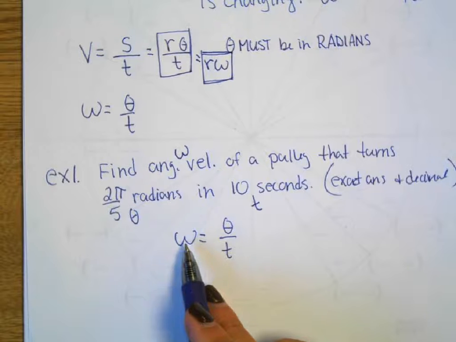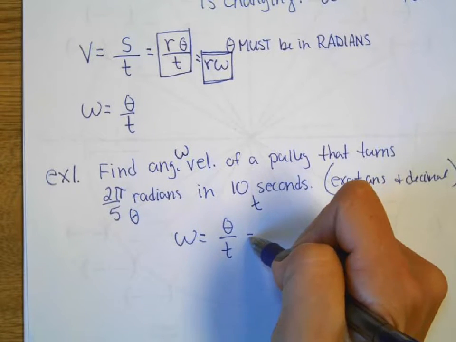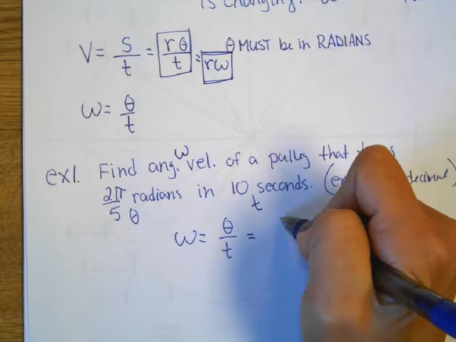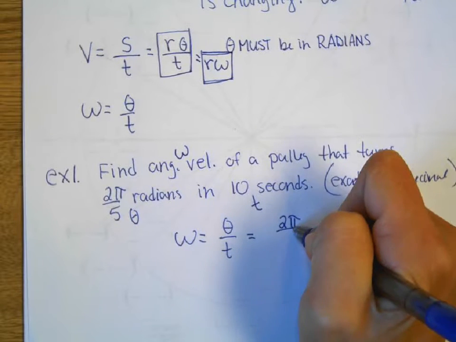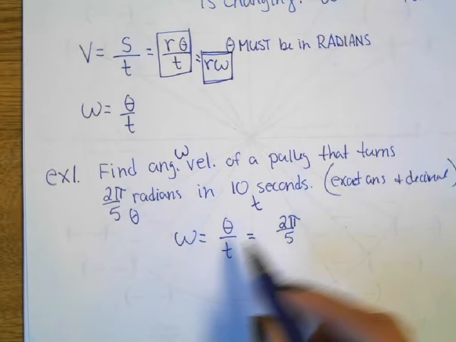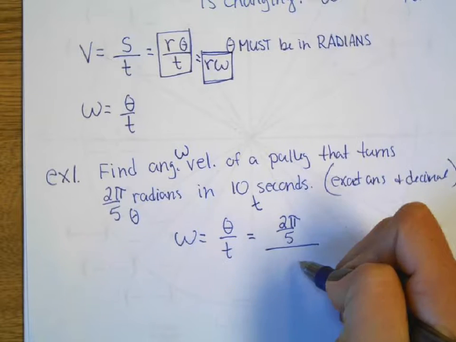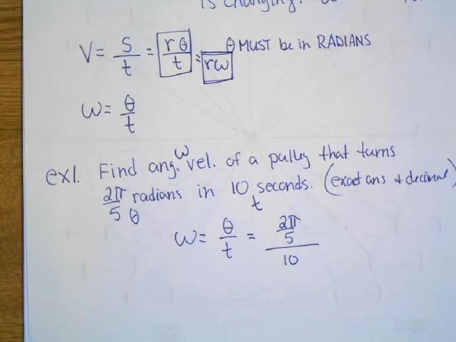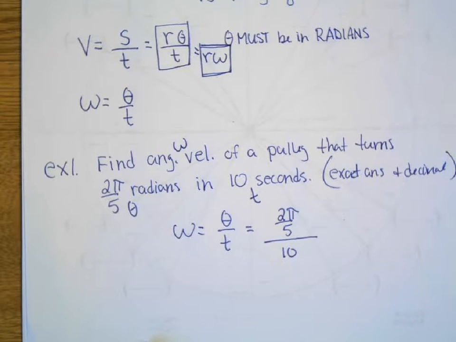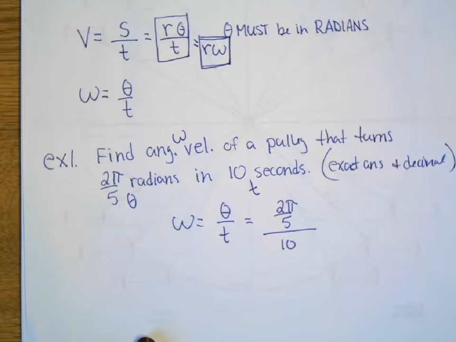So, I don't know W, that's what I'm trying to find. I know that theta is 2 pi over 5. Then it says divide by the time. The time is 10. We need to work with this. I want an exact answer. So, I've got a fraction within a fraction. So what's our process to do that? You multiply by the reciprocal.